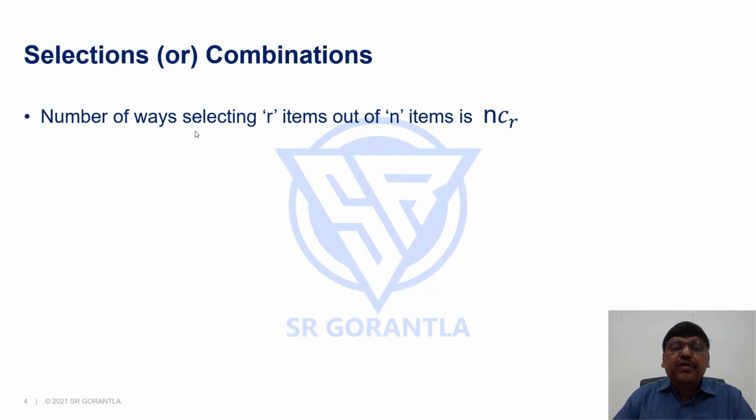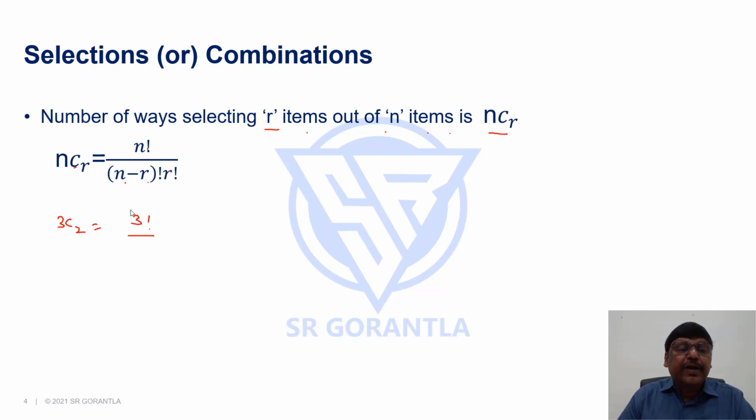The formula is: the number of ways of selecting R items out of N items is NCR. This NCR equals N factorial divided by (N minus R) factorial into R factorial. For example, if I take the earlier example, selecting 2 people out of 3 means 3C2. If I write 3C2, it is 3 factorial by (3 minus 2) factorial into 2 factorial. It is 3 factorial by 1 factorial into 2 factorial, which means 3 into 2 into 1 by 1 into 2 into 1. You can see the answer is 3.